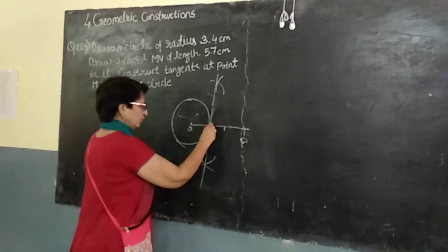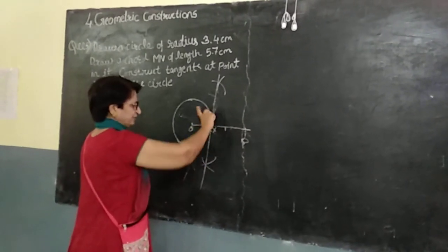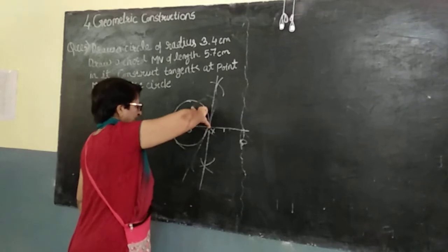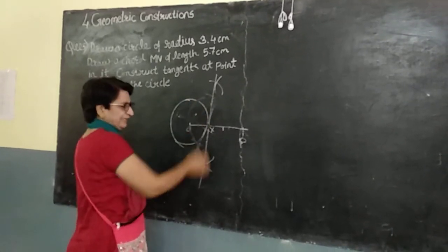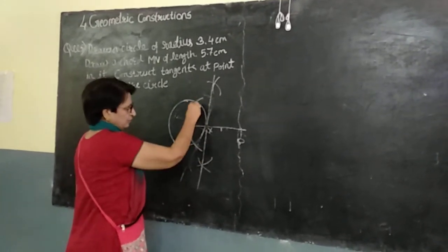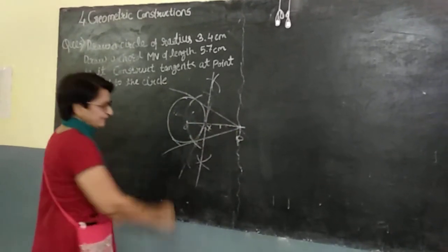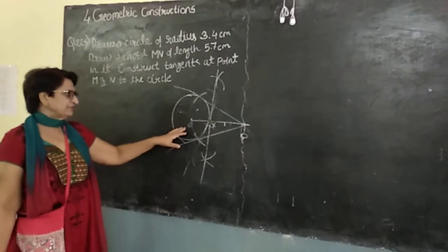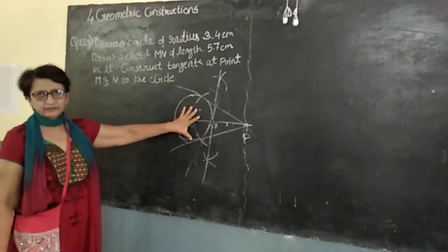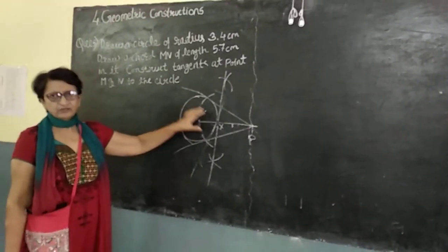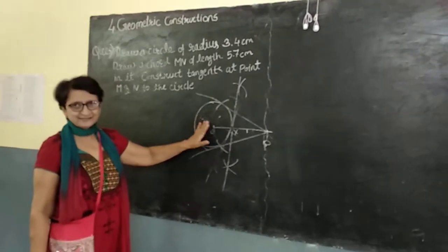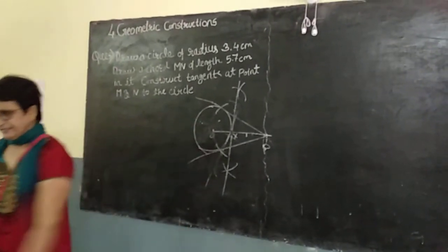Then with the midpoint X as center and radius OX, draw an arc cutting the circle at 2 points, so you get the tangents. Join it like this and like this. It is all the same. Sometimes they will say that I have given you a chord of 6.6 centimeter or something. So the main thing is that you have to utilize the center.